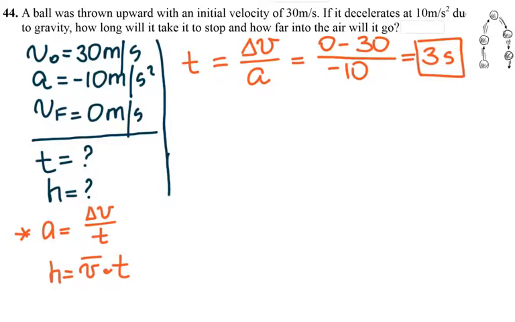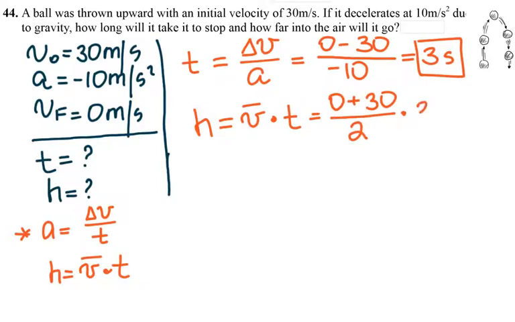How far into the air will it go? So how high is the distance, right? Because it's the distance, I'm going to call it height. It is the average velocity times the time. Average velocity means initial plus the final divided by 2, and I just found what time is, 3 seconds. So the height is 15 times 3 and gives me 45 meters.